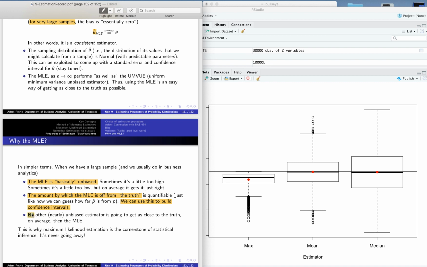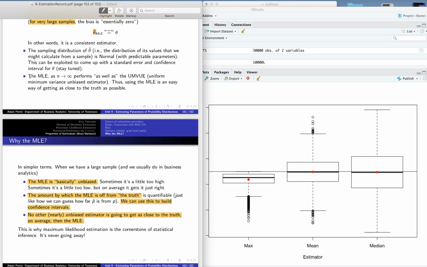But here's what sets the MLE apart. Of all unbiased estimators that are possible, the MLE is going to be the one with the lowest variance. So, in other words, when we go out there and propose millions of different possible ways of estimating an unknown value, if we only compare the unbiased ones, the MLE is the one that's going to get closest to the truth on average. And that's why we use it.